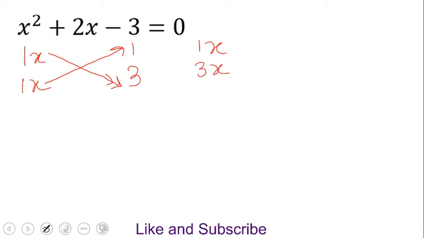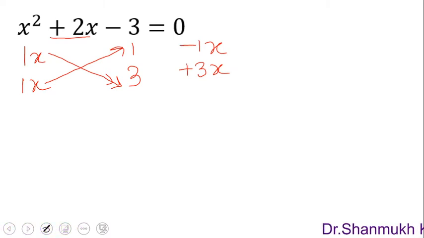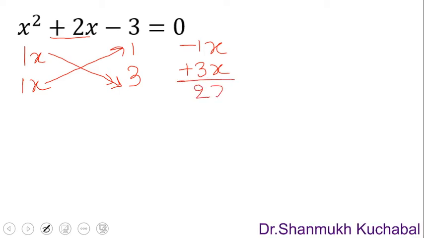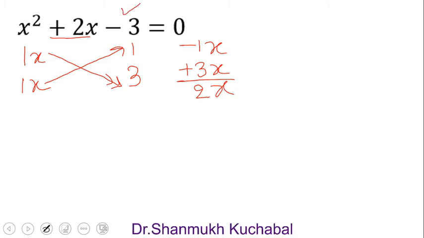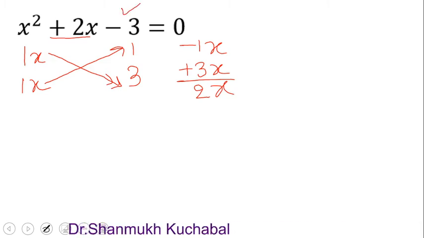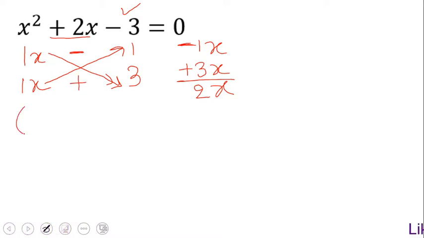Further, we have to add or subtract so that we get the middle number as plus 2. So I take plus 3x, and here I take minus 1, minus 1 plus 3, and I get an answer of 2x. Along with that, minus 1 into 3 gives minus 3, the last term also. Now it is correct. Where we have introduced a minus sign, here also we have to use a minus sign, and where we have introduced a plus sign, we have to introduce a plus sign. Therefore, our one factor is x minus 1.